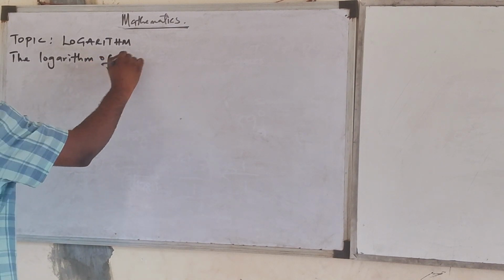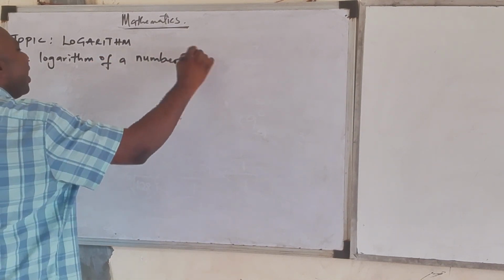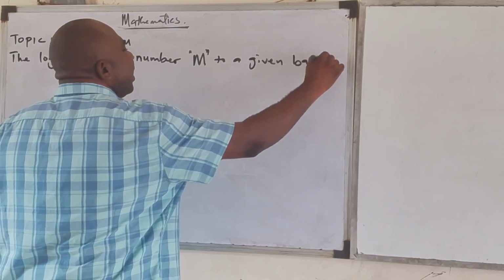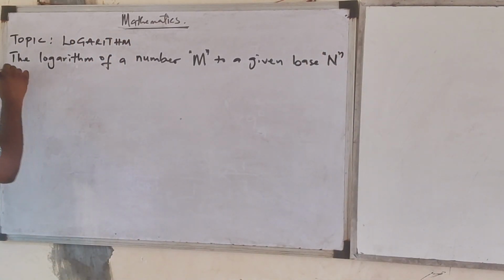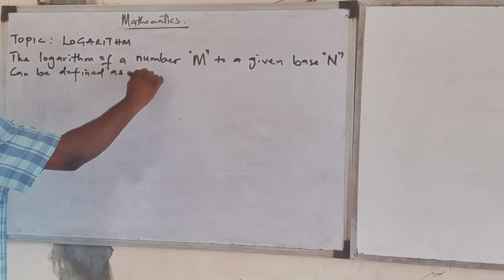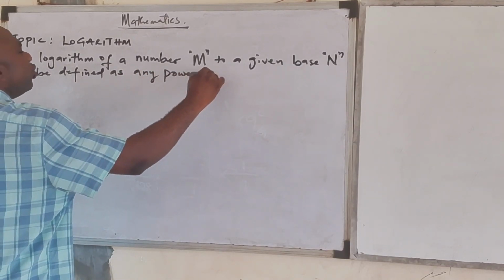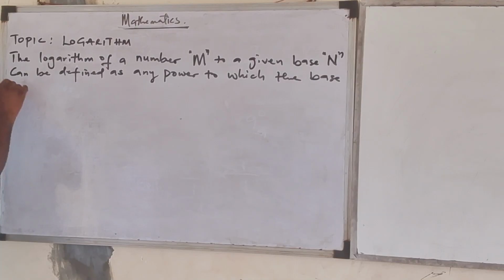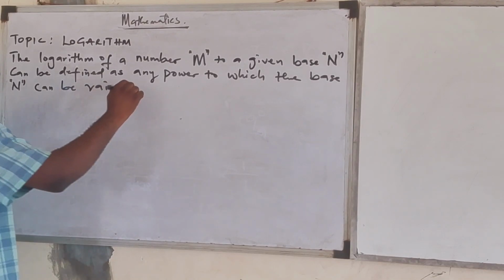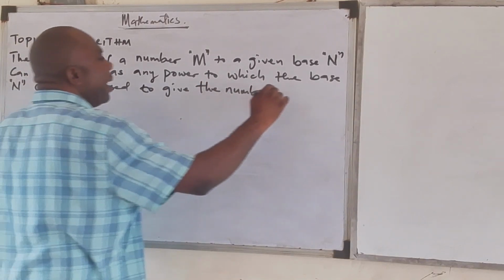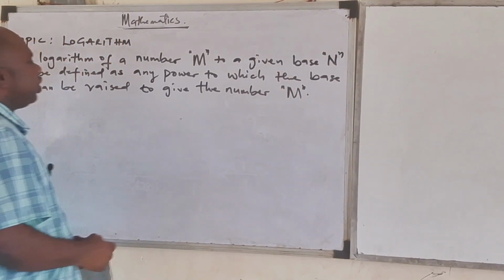The logarithm of a number m to a given base n can be defined as any power to which the base n can be raised to give the number m. Now, this is the definition of logarithm.